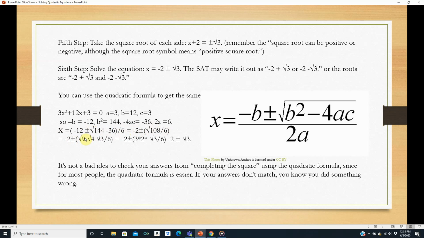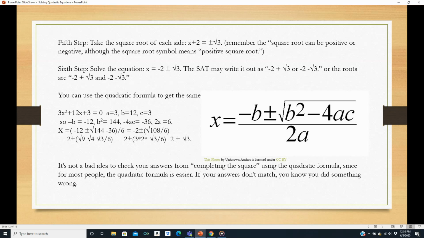We can factor 108. It's going to be 9 times 4 is 36, times 3 is 108. So it's the square root of 9, square root of 4, square root of 3, which of course is going to be just 3 is the square root of 9, 2 is the square root of 4, square root of 3 is still square root of 3. So you just end up with 3 times 2, of course, is 6, divided by 6. So negative 2, I should say, plus or minus the square root of 3. So same answer.